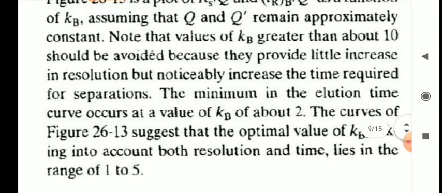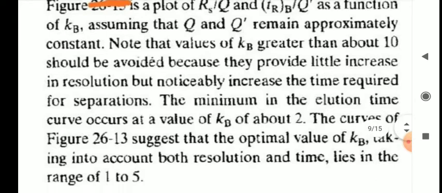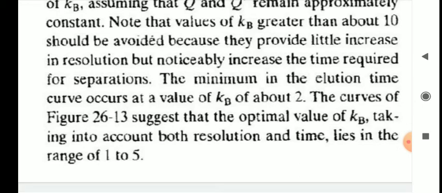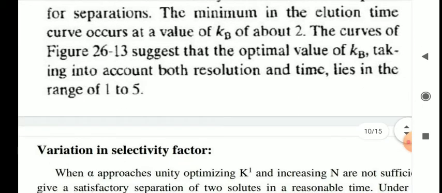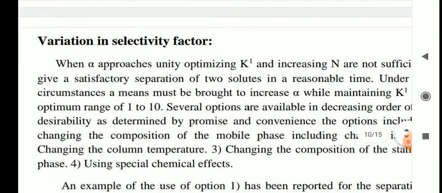So here it is all mentioned that the minimum elution time occurs at a value of k dash b of about 2. The curve in the above figure suggests that the optimum value of k dash b, taking into account both the resolution and time, lies in the range of 1 to 5. The next factor is the alpha, the selectivity factor.